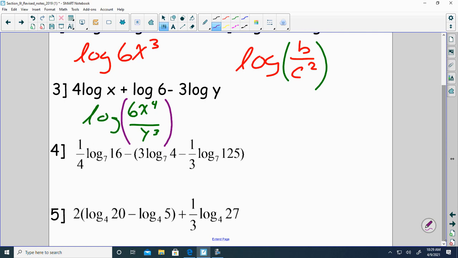2, because 2 times 2 is 4, times 2 is 8, times 2 is 16. So 2 to the 4th. So the 4th root of 16 is 2. And yes, I'd like you to make sure you do that. So I'm going to recognize that this is going to become log base 7 of just 2.